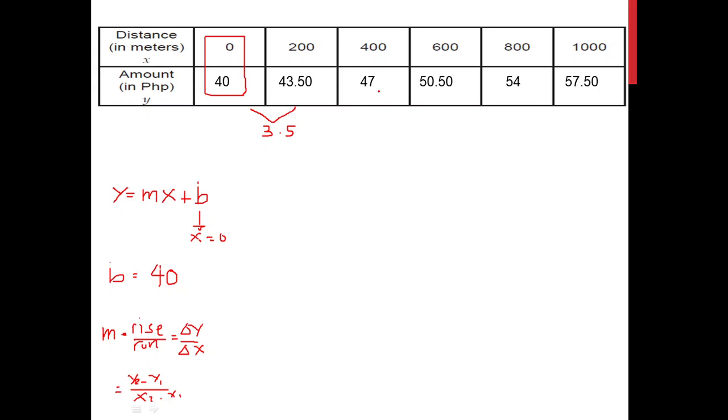Again, this can be my y2. This can be my y1. 47 minus 43.50. Again, you have 3.5. Next, the same, y2, y1. 50.5 minus 47. This is 3.5. Same as this one, this is 3.5. This is also 3.5.